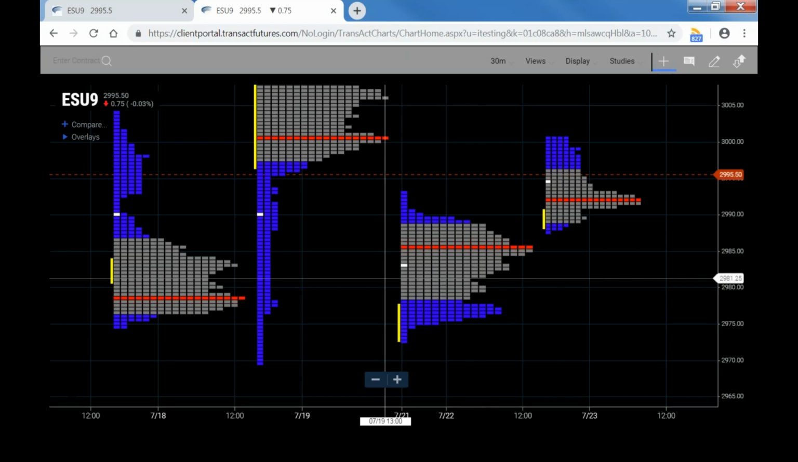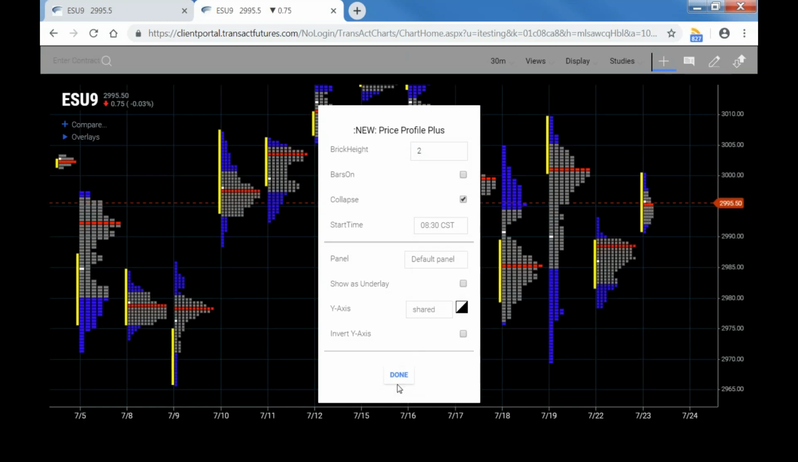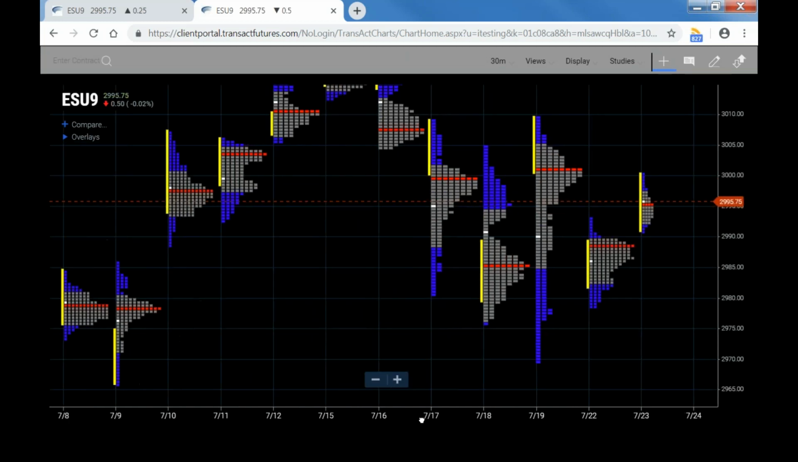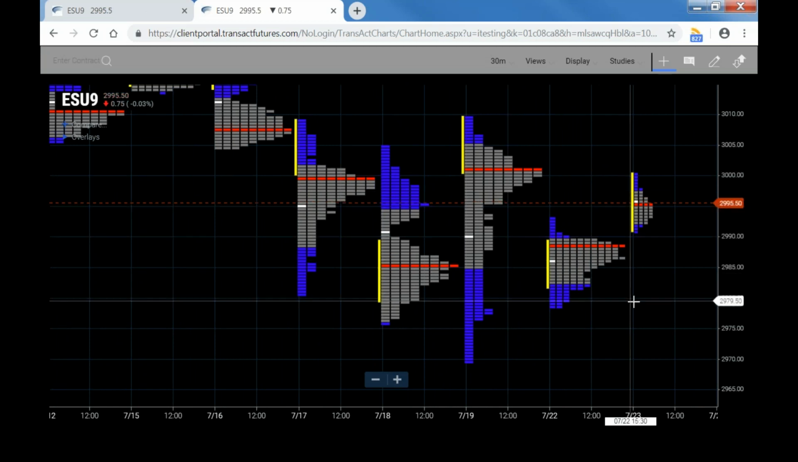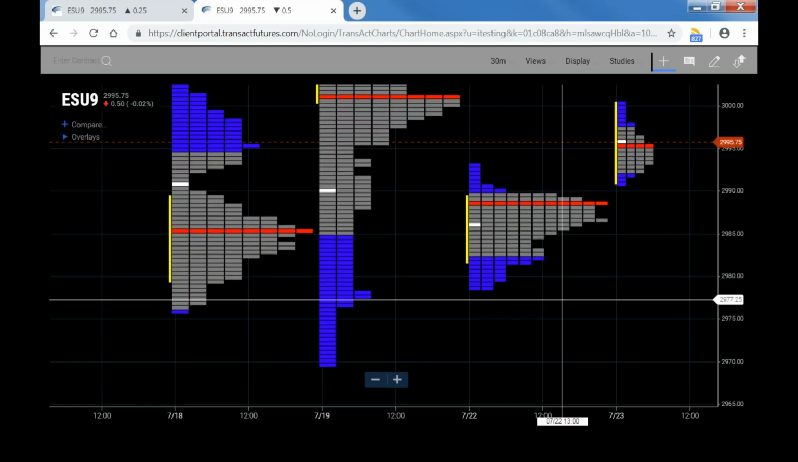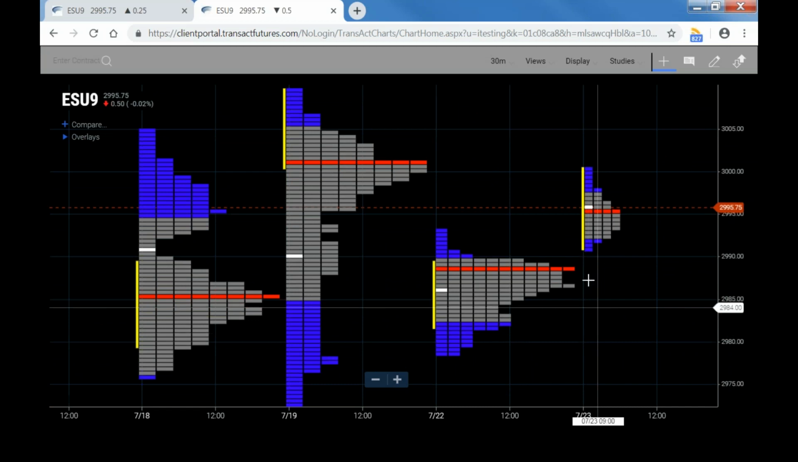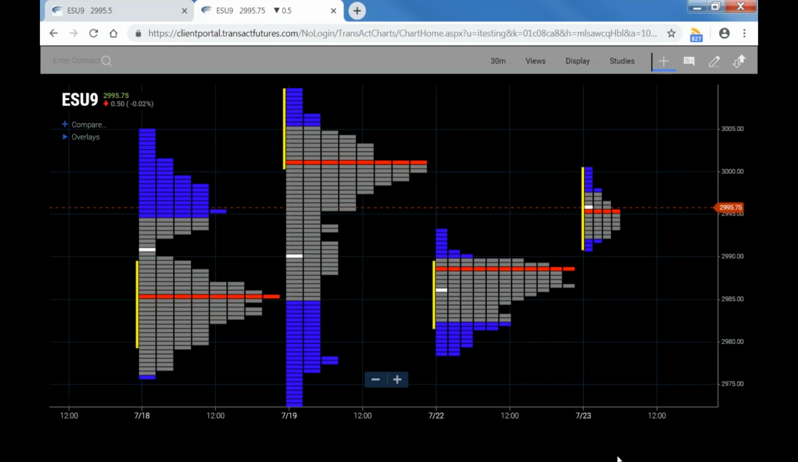And when you first start out with one of the profiles, I like to set the start time to equal when the New York cash market opens up. And that's when my profile gets to start. And this yellow line here is called the initial balance, right? These are prices that traded, let me spread this out a little bit, during the first hour that the market was open, so from 8:30 to 9:30.